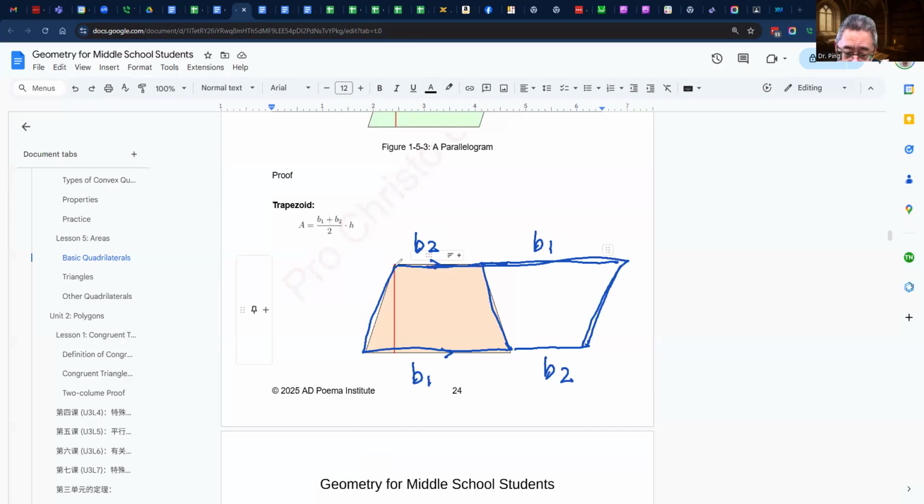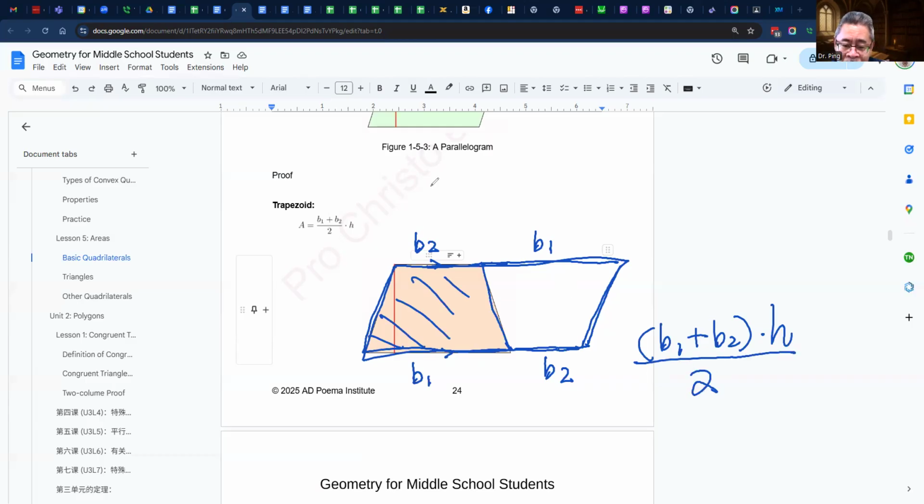Well, we know the rectangle formula is base times height, but in this case, our base is B1 plus B2, times height. But our trapezoid is only half of that, so that's why we divide by 2. So therefore, we have this formula: the area of a trapezoid is base 1 plus base 2, over 2, times height. Good.